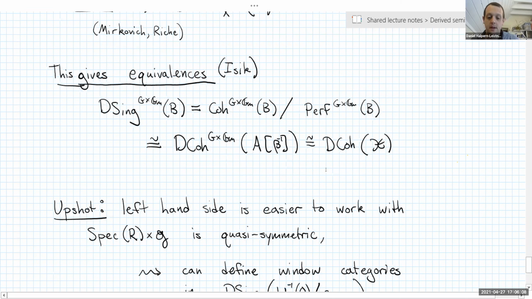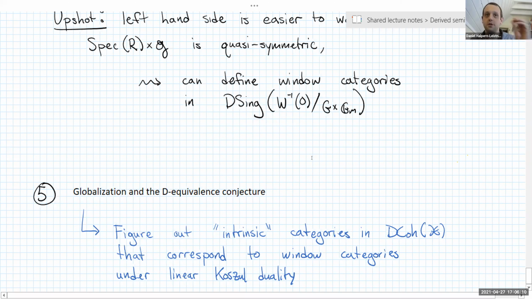Mod perf, and that's very, very close to being smooth. And so you can import all of the stuff that I was talking about with this paper with Steve and Sam in the linear setting, just the smooth linear quotients where the quotient is of a quasi-symmetric representation, and you can import that to define window categories and so forth in these categories of singularities.